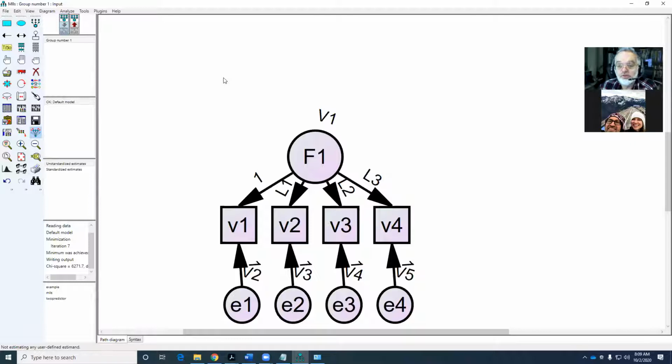So that's just a little how-to, showing some more things that you can do inside of AMOS.